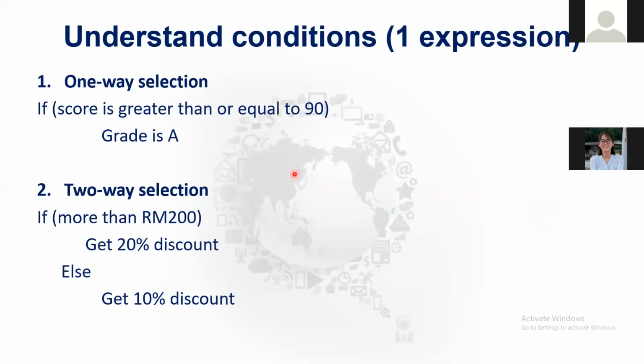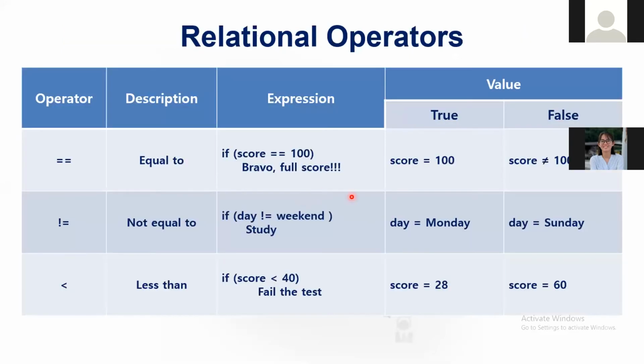If a score is greater or equal to 90, then the grade would be A. When we look at the two-way selections, if and else. If it's not this, then you have another kind of selection. If more than 200, you get a 20% discount. Else, you only get 10% discount. So these are the examples for you to understand it in words.